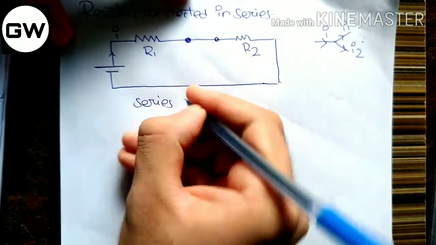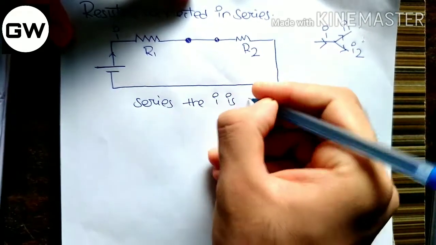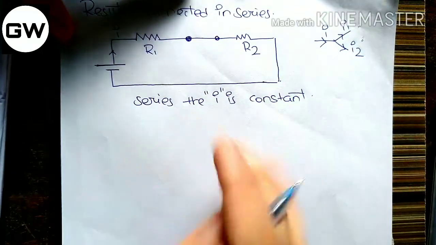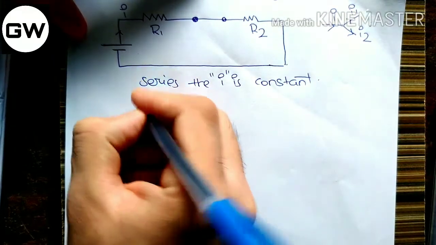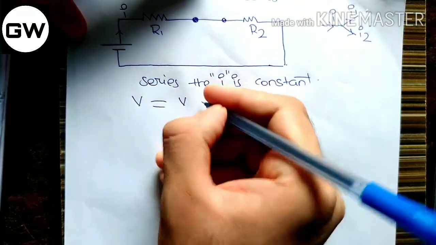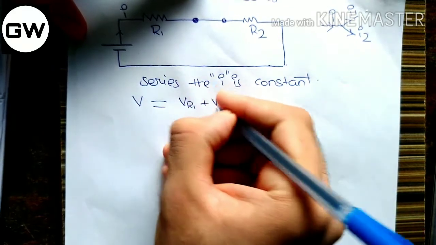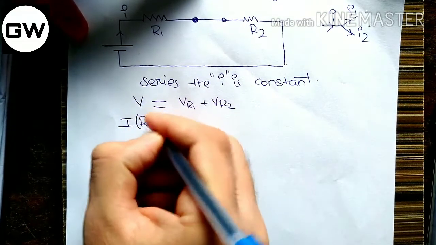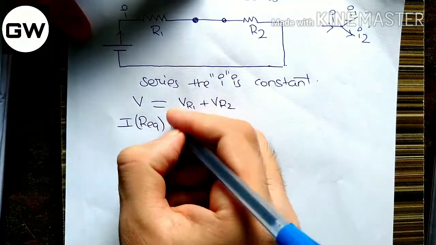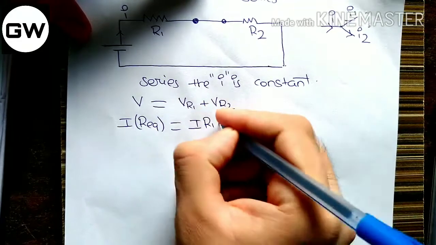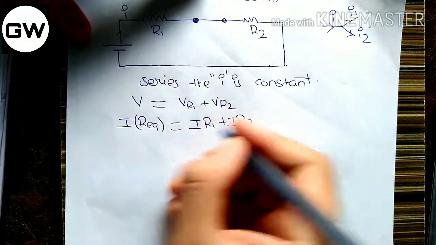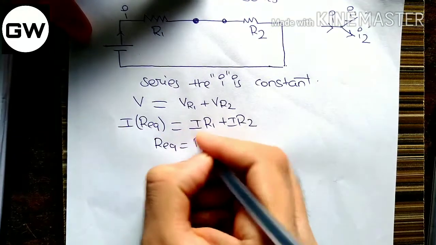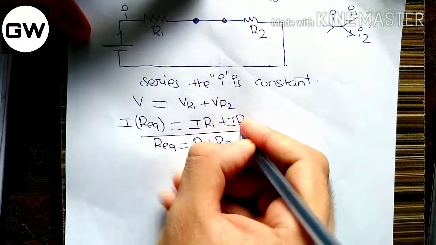In series, the current is constant, so the potential is being divided. Total potential will be equal to the potential across R1 plus the potential across R2. We know from Ohm's law, I into R equivalent, the total circuit resistance, will be equal to I into R1 plus I into R2, because current is constant. Taking I common and cancelling it on both sides, we get R equivalent is equal to R1 plus R2.